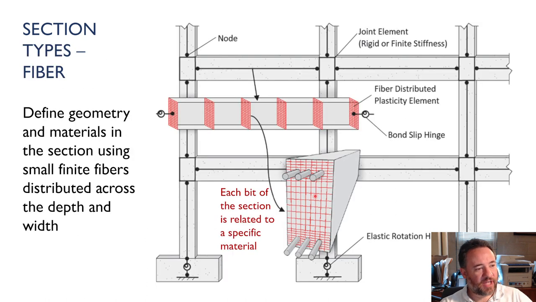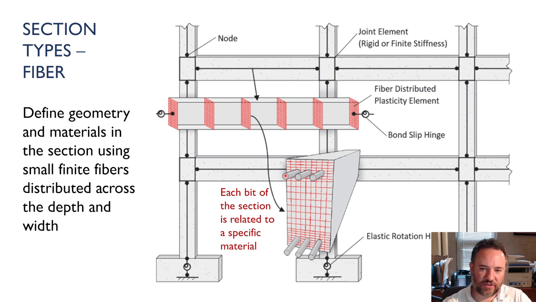If I use the fiber section in OpenSees, it's very convenient, because all I have to do is define the material property. So I'm going to define a concrete material, and a steel material for the rebar. And then all I'm going to do is lay out the cross section. So I'm going to say I have a rectangle of concrete, and I'm going to define how I discretize it, how many individual fibers I'm going to have.